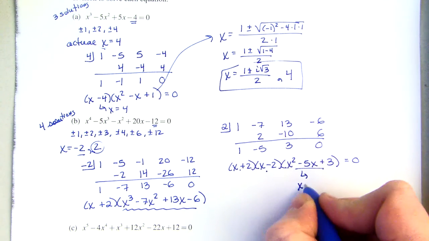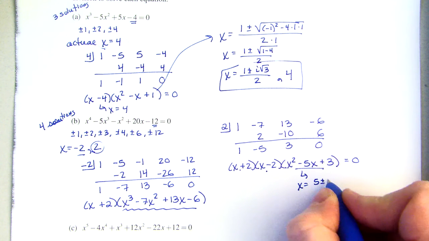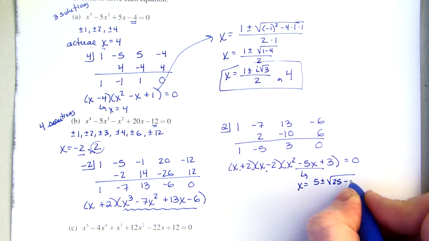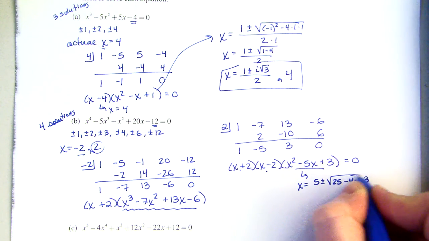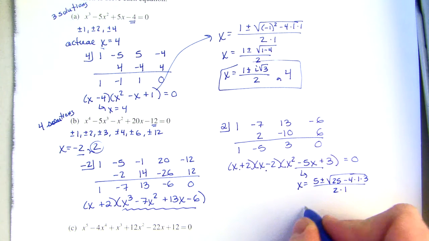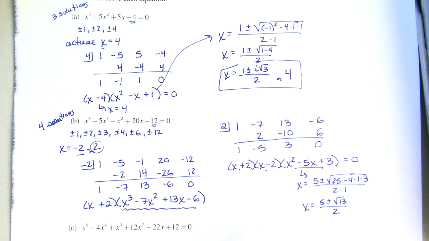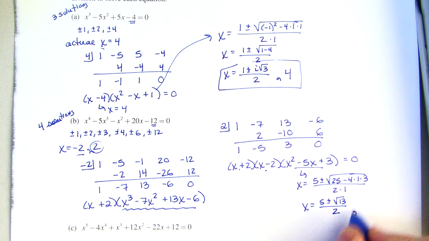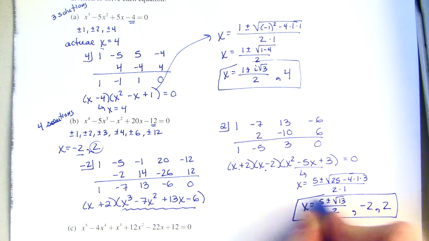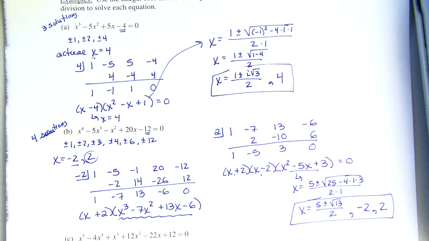So from this, I'm going to get x equals negative b, which is 5, plus or minus the square root of b squared, 25, minus 4 times a times c, 3, all over 2a. 5 plus or minus the square root of 25 minus 12, square root of 13, over 2. So my 4 answers are these 2, negative 2, and positive 2. Those are my 4 answers.